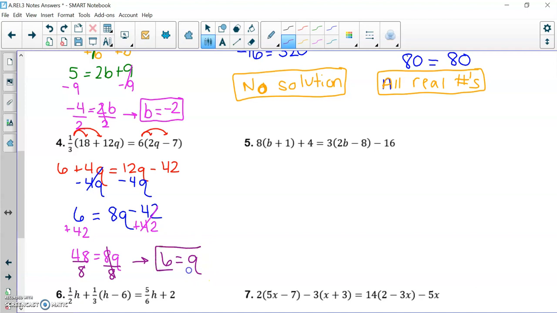This did not come out to be a no solution or an all real numbers. You actually came out to have a solution, and that solution is 6.